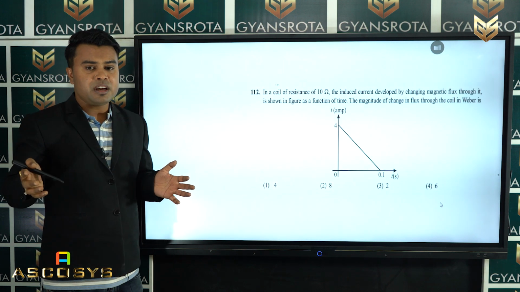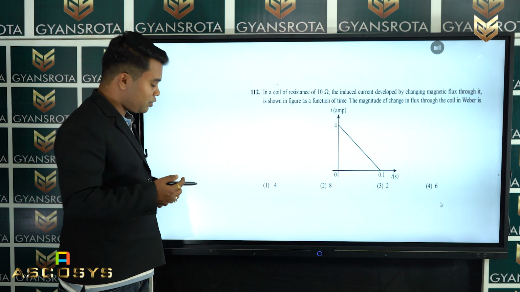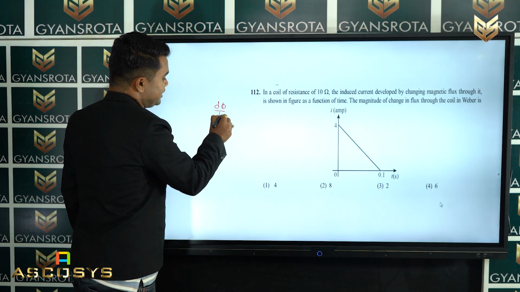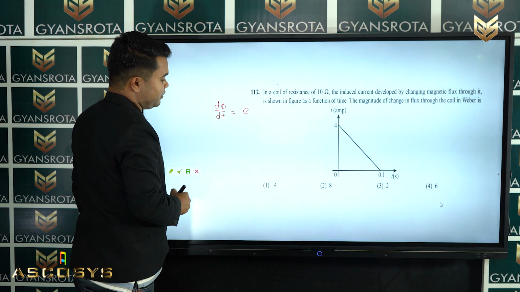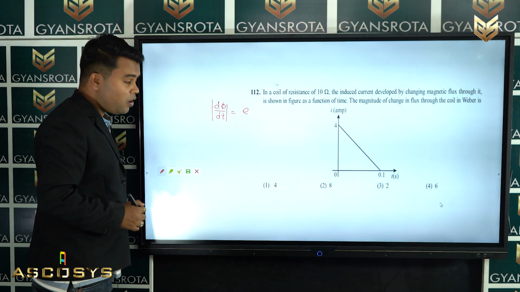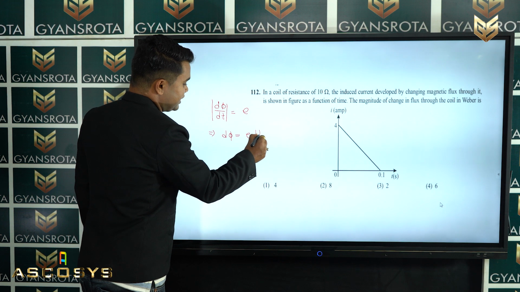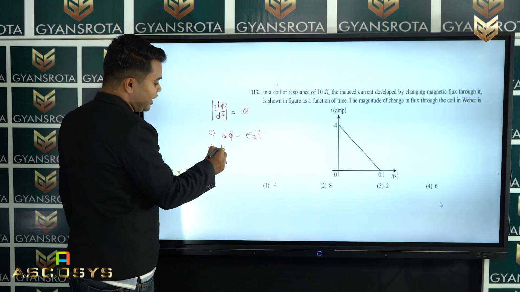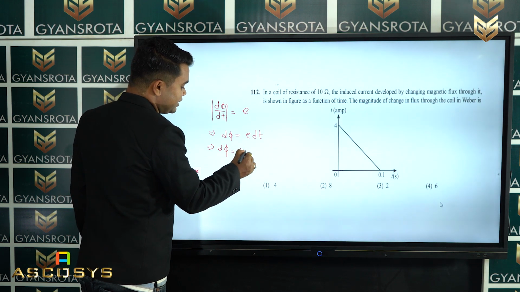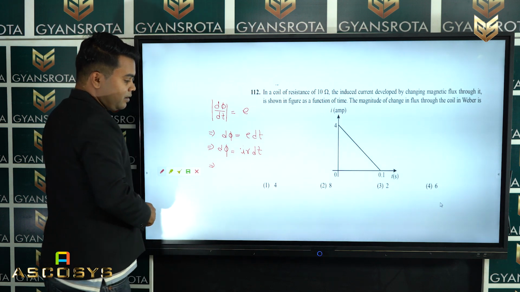So this is a question came from the chapter electromagnetic induction, where you will need to use the concept of this one, d phi by dt is equals to the EMF induced. So this should be in mod actually, otherwise it will be minus of E according to Lenz's law. So d phi will be equals to E dt. Can I write it down? Yes. So d phi can be written as, in place of E, that is the EMF, I can write down I into R dt. So R being constant, that is the resistance.